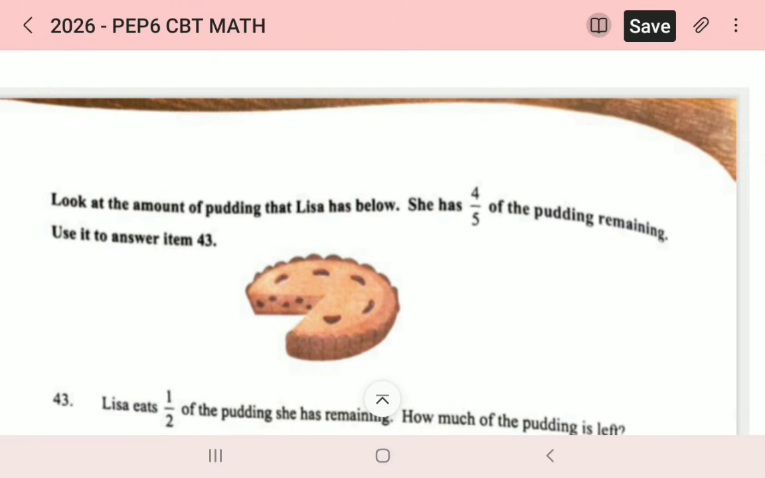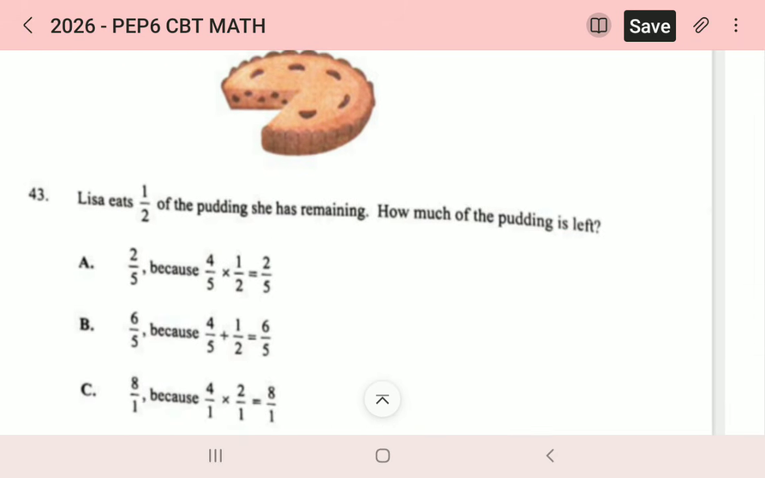Moving on, it says look at the amount of pudding that Lisa has below. She has 4/5 of the pudding remaining. Use it to answer item 43. Lisa eats a half of the pudding she has remaining. How much of the pudding is left?